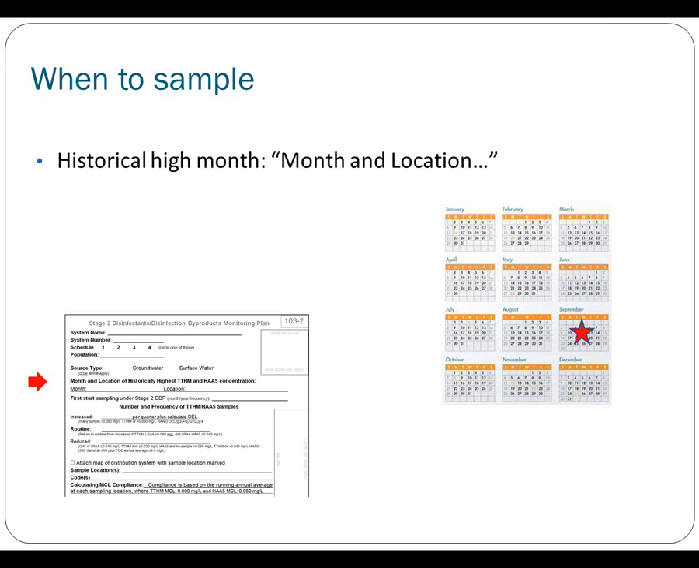When to sample. Something to keep in mind is a historical high month. Look back on your historical data and identify the month that has the highest TTHM and the highest HA5 concentrations. If your water system has only been sampling in September, this will be a pretty easy determination. So make a note of that on the form, and I'll be going over how to fill out the form in a few slides. But you need to note that when you're reviewing your data.